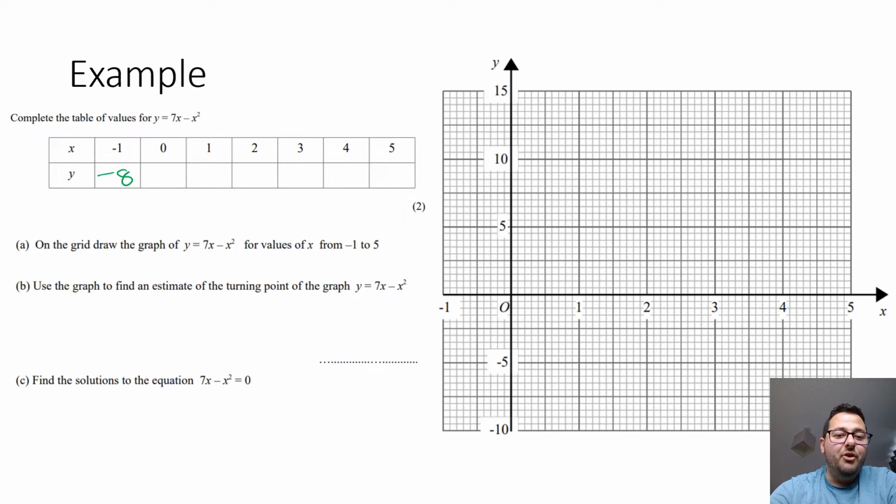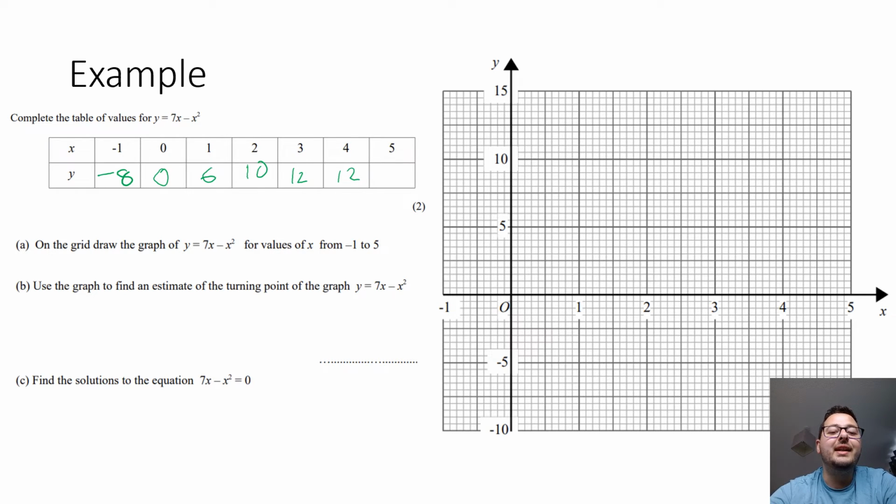Okay, we put in 0. Well, 7 times 0 is 0, and 0 squared is 0, so that's just going to be 0. Then if we put 1 in here, 7 times 1 is 7, minus 1 squared is 7 minus 1, which is 6. Then if we put 2 in here, 7 times 2 is 14. 14 minus 2 squared is 4, so 14 minus 4 is 10. We put in 3, 7 times 3 is 21, and 21 minus 3 squared, which is 9, is 12. Okay, 7 times 4 is 28, and 28 minus 4 squared is 16, so that is also 12.